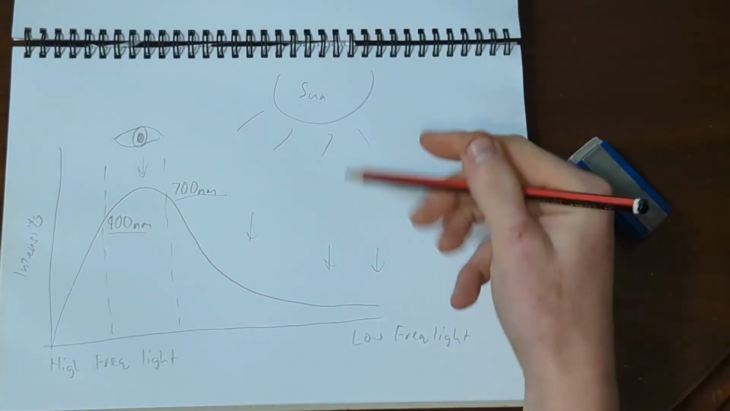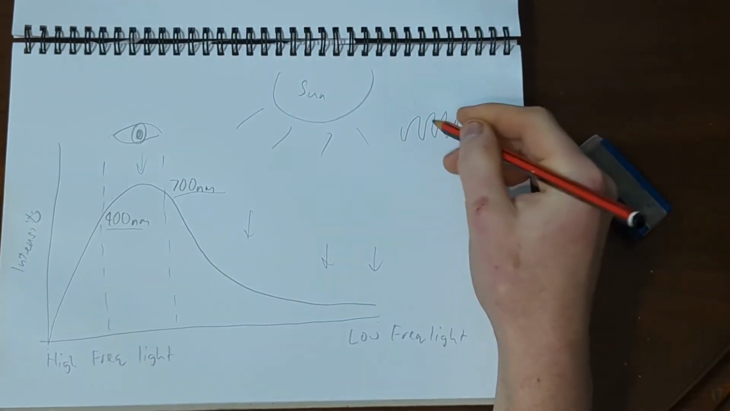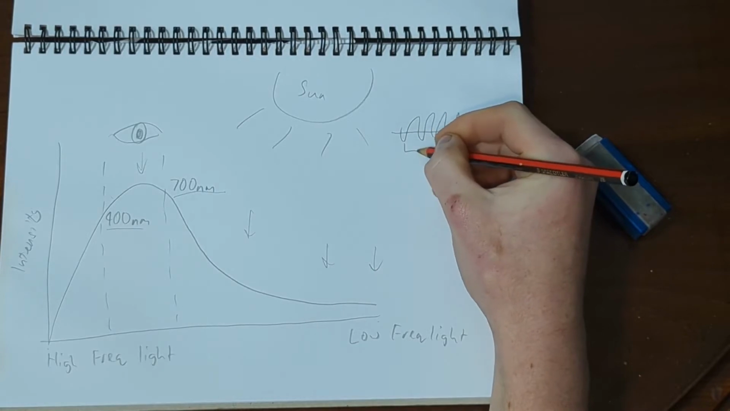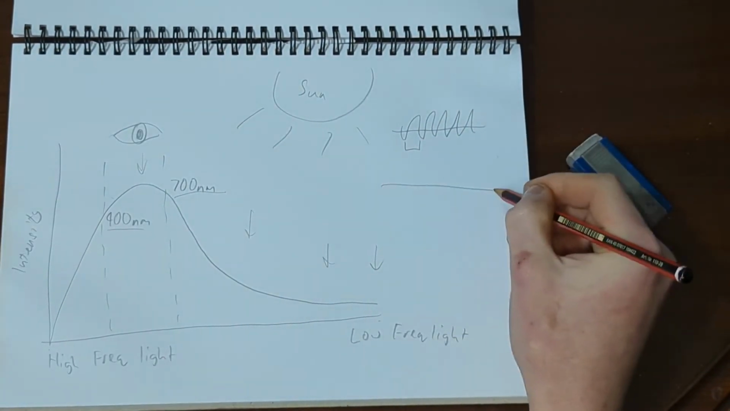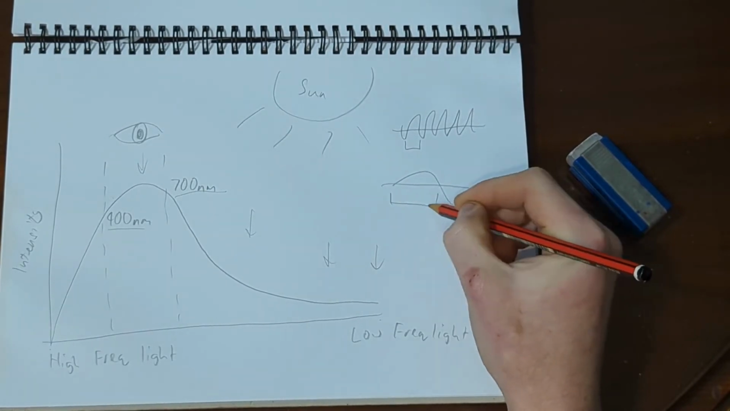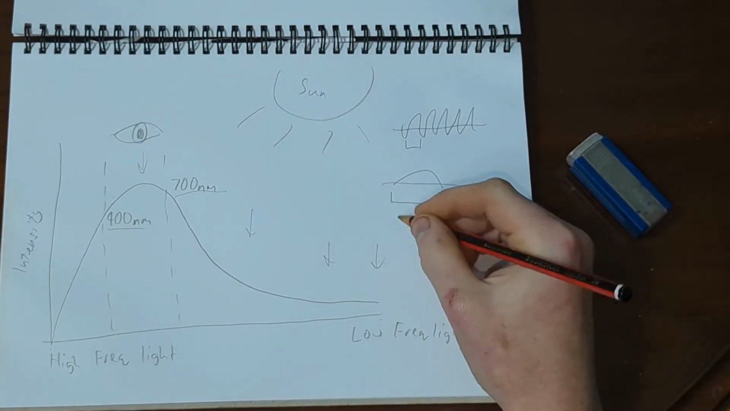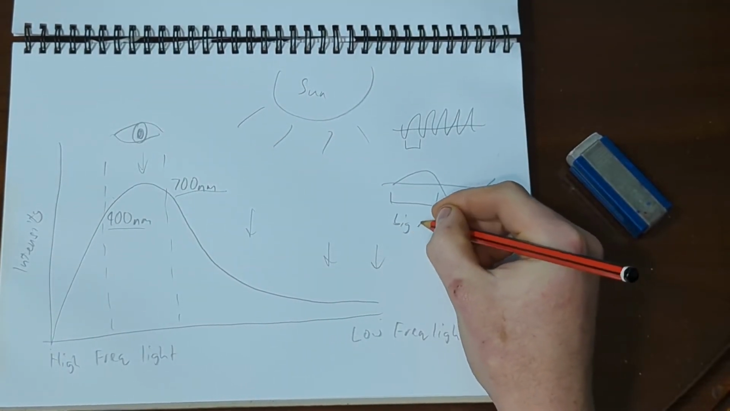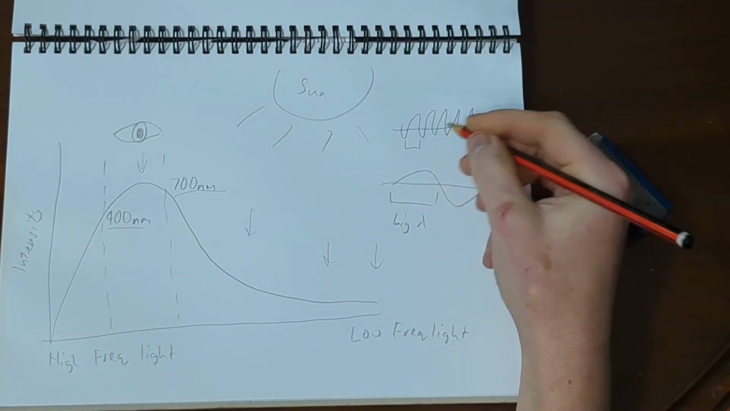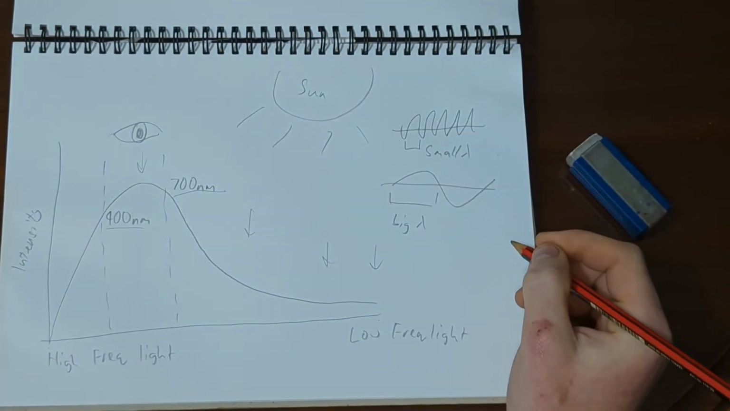So the higher the frequency of the light, if you can imagine a high frequency here, it has a shorter wavelength than low frequency light, which has a long wavelength. So low frequency light has a big wavelength, and high frequency light has a small wavelength.